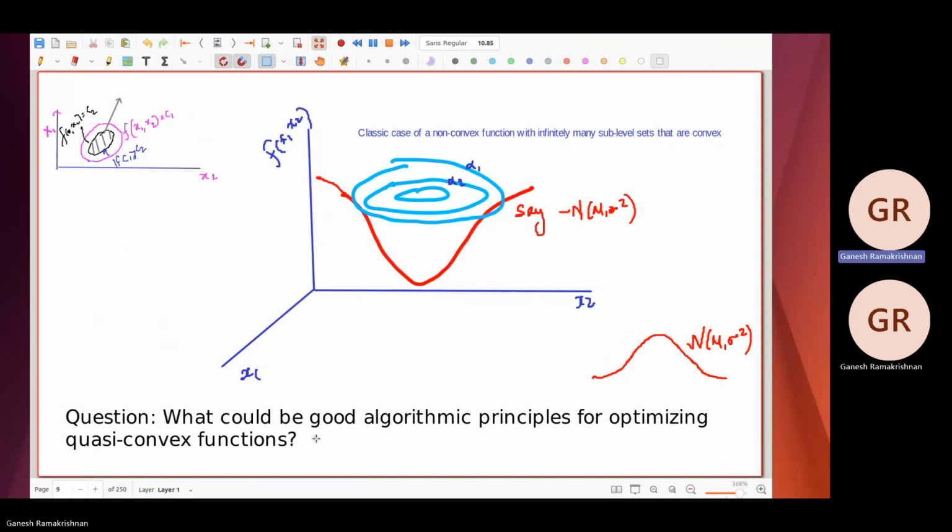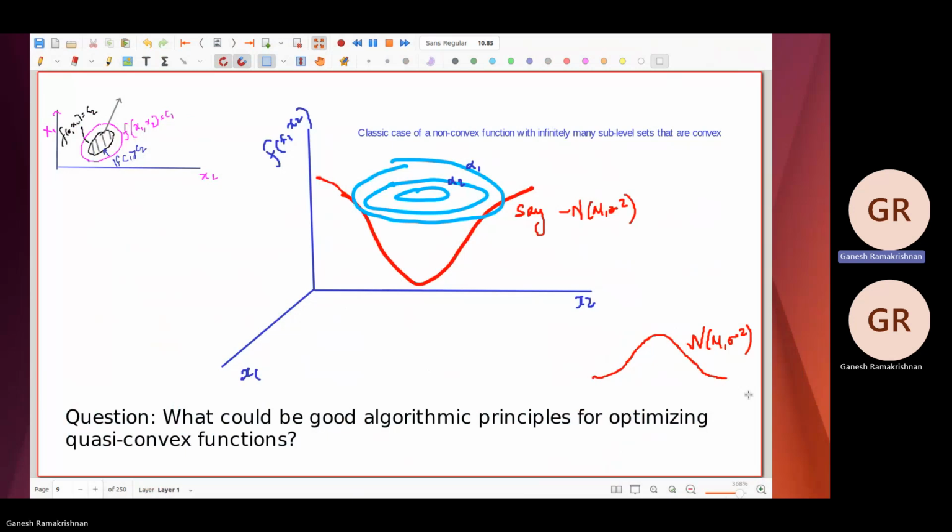The question is, okay, all this is interesting. You have sufficiently motivated quasi-convexity. What could be good algorithmic principles for optimizing quasi-convex functions? We have not yet talked about algorithms, okay? But if quasi-convexity has nice properties like convexity, it would be great. That actually expands our horizon. You're not just looking at convex functions or convex regions of functions. You can look at quasi-convex regions of functions as well. So any thoughts? We're not going to discuss algorithms right now.